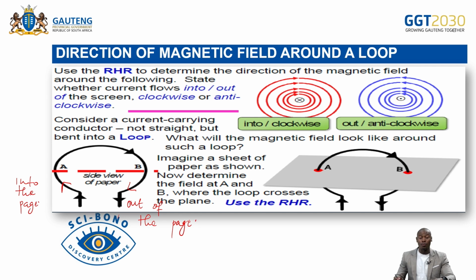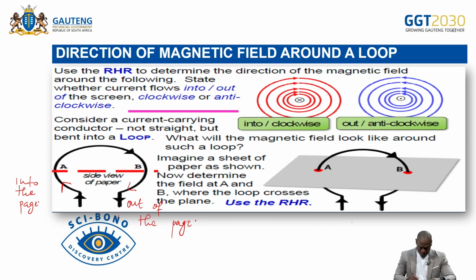It's unlike when it comes to a straight conductor. When it comes to a straight conductor, this is a straight conductor. If I do this, it means that this is out of the page. But if I do this, this is a straight conductor again, and then I do this, this is into the page, right?